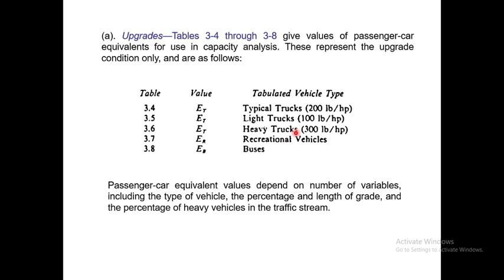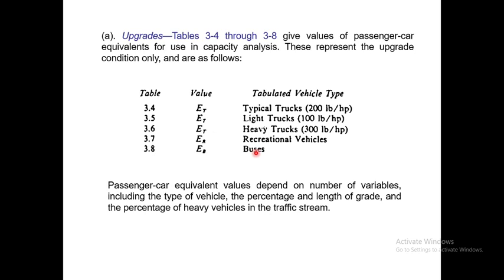Okay, so as I told you, we have to use different tables for calculating the equivalent. I just mentioned that we have three different kinds of trucks: the typical or normal one, the light one, and the heavy one. Here we also have the weight in pounds: 300, 100, 200. So 200 is the normal one, 100 is the light one, and the heavy one is 300. And we also have RV, and we have the bus.